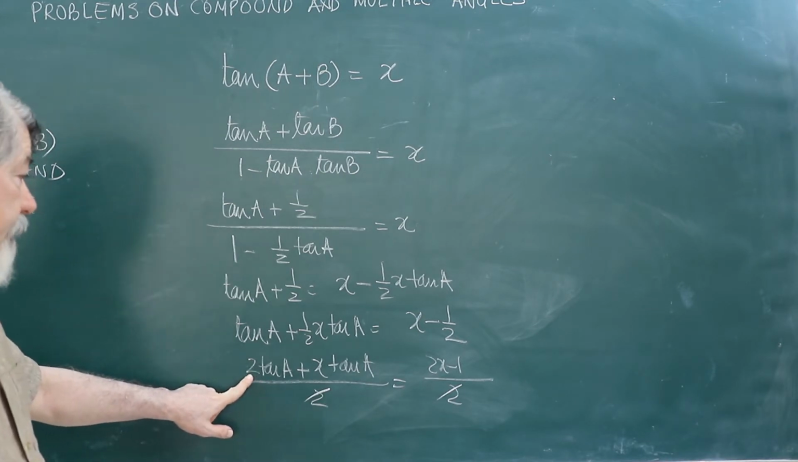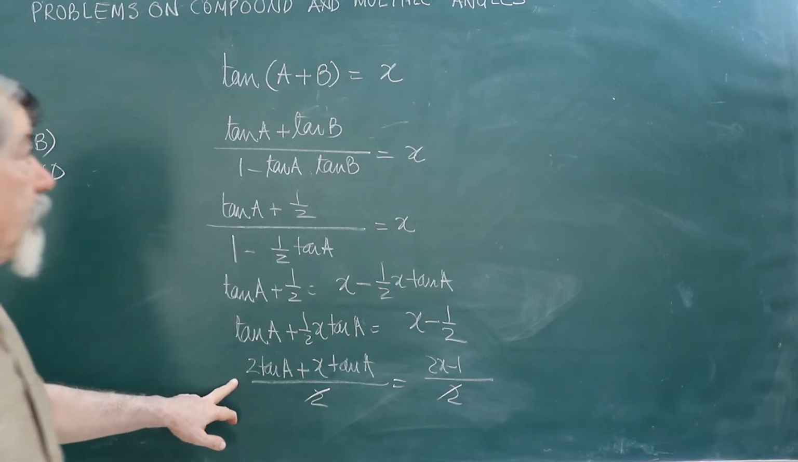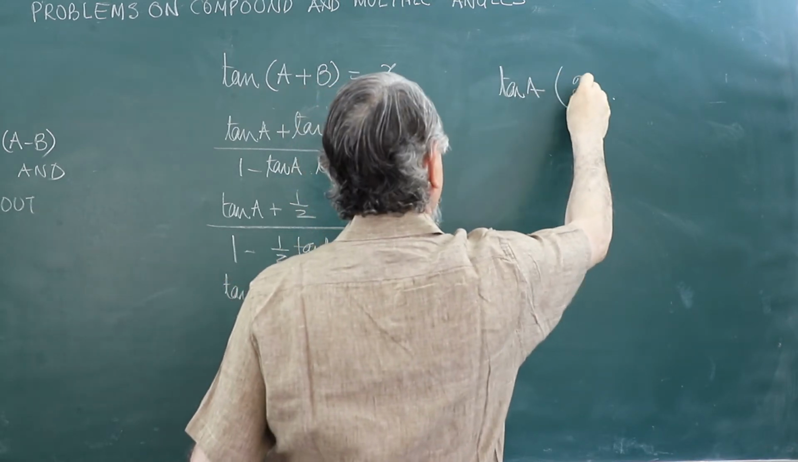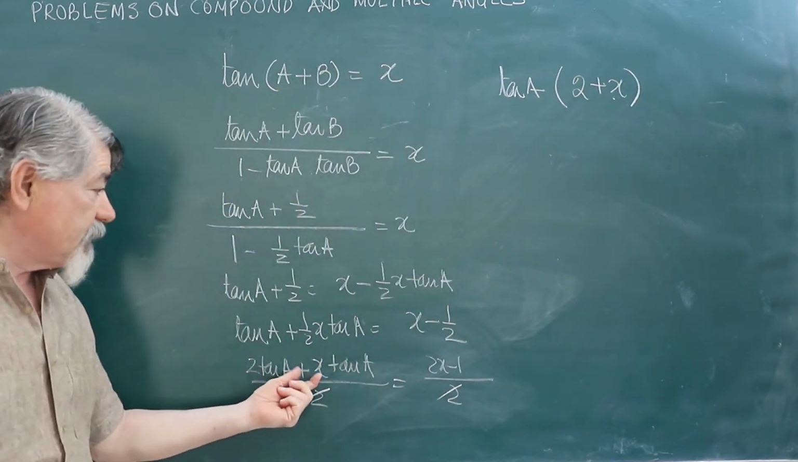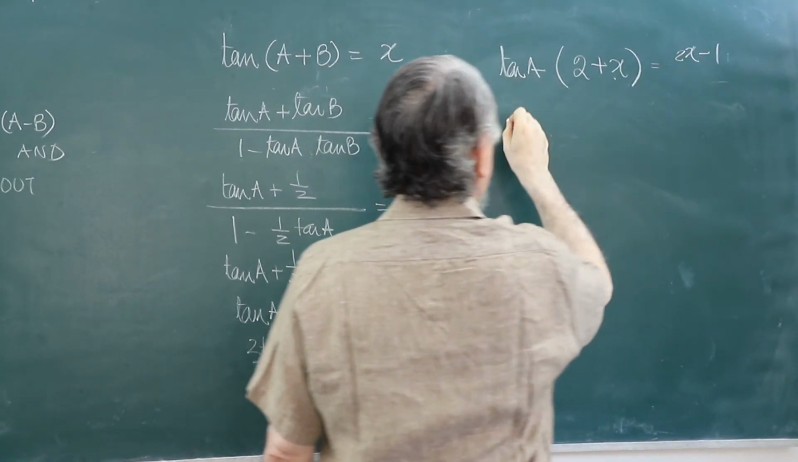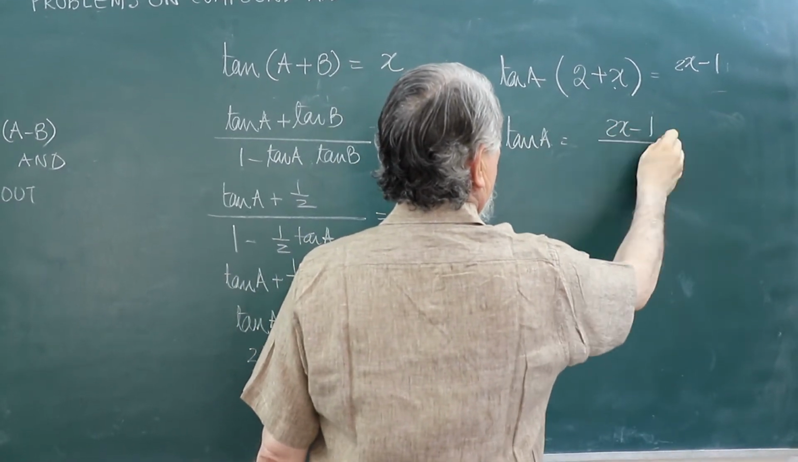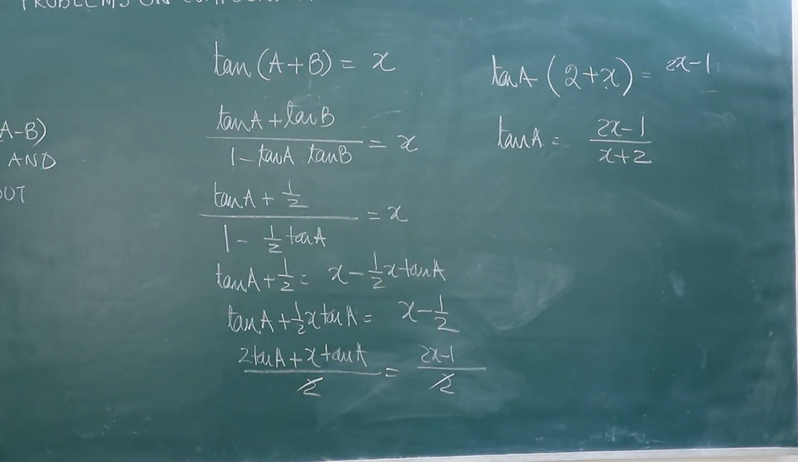Out of 2 tan a and x tan a, let us take tan a common. If I take tan a common, it will be left with 2 plus x, which is equal to 2x minus 1. So tan a will be equal to (2x minus 1) upon (x plus 2). Whether you write 2 plus x or x plus 2, it is one and the same thing. So we have been able to prove tan a is equal to (2x minus 1) upon (x plus 2).